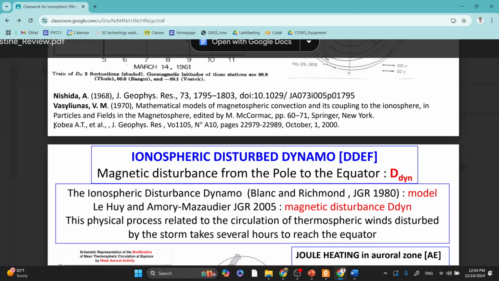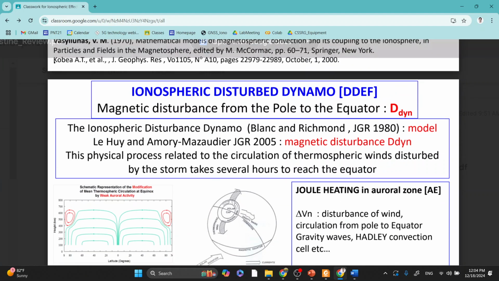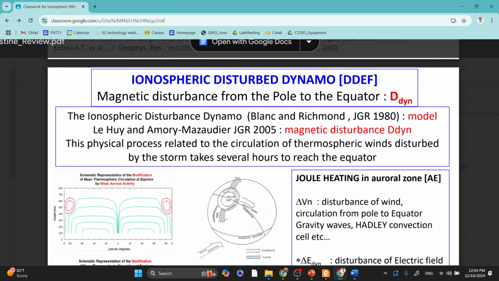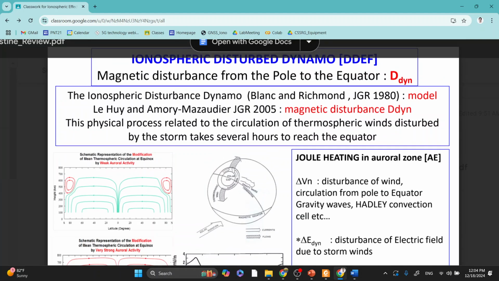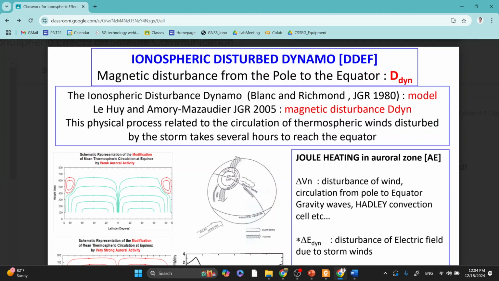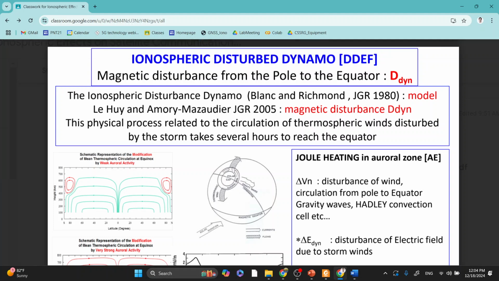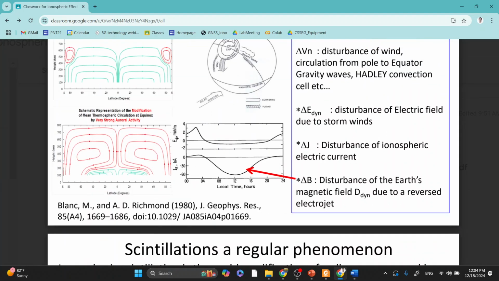There are some papers in here related to this type of phenomenon. For DDEF, which is the magnetic disturbance from the pole to equator, during this time there's a delayed effect on thermospheric winds. So it takes time to reach the equator, sort of like a suppression.